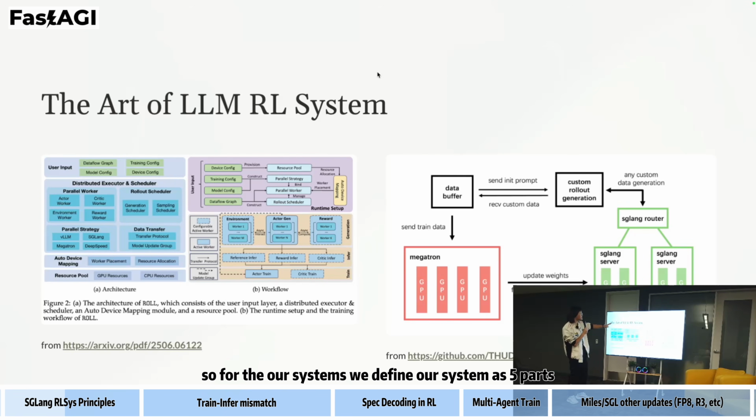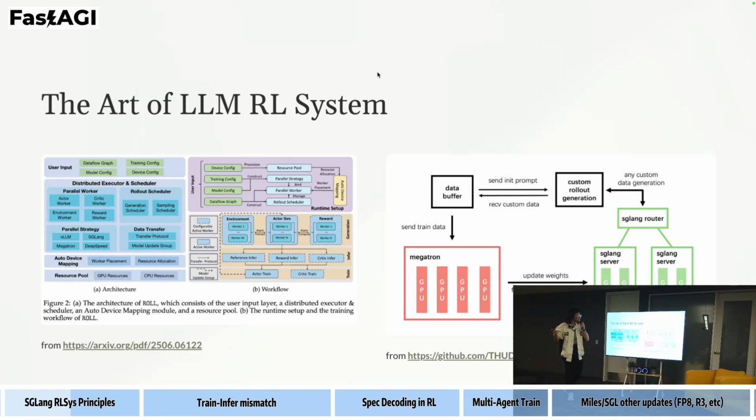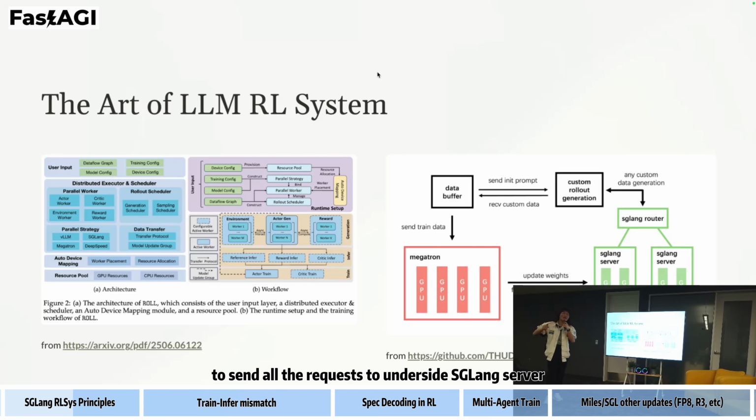For our system, we define it as 5 parts. The first is rollout, starting from the RL process. We sample data from your dataset and send it to the SGLang router. The SGLang router is a black box inference connector that sends all the requests to the underlying SGLang server. But I want to stress that, as I just said, we do not do invasive modification.